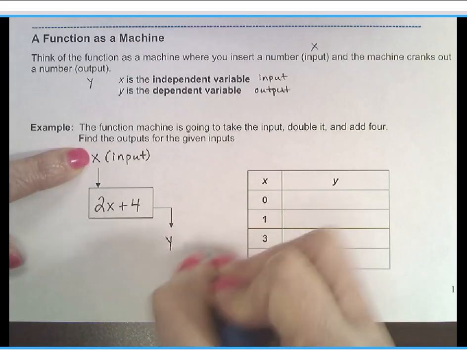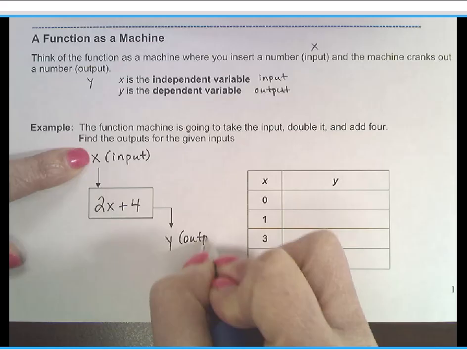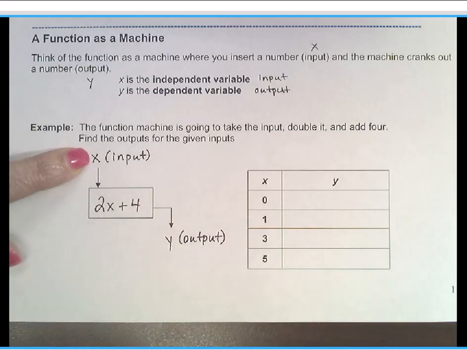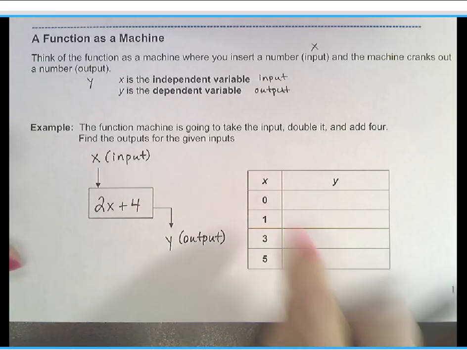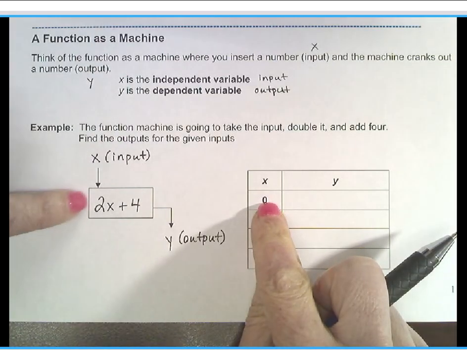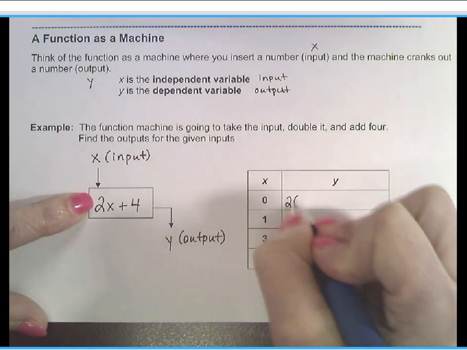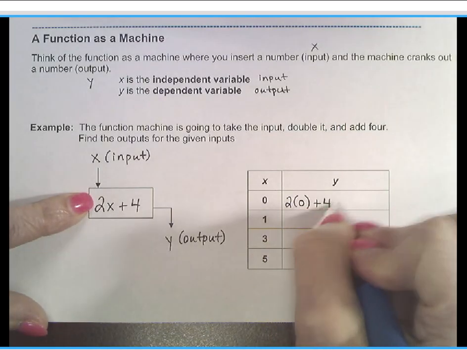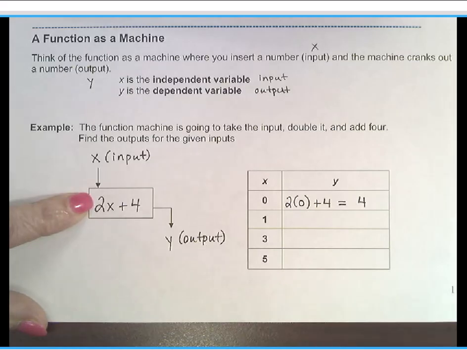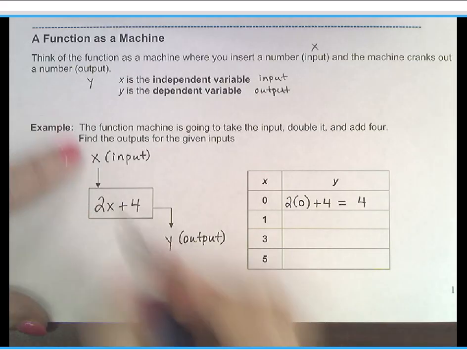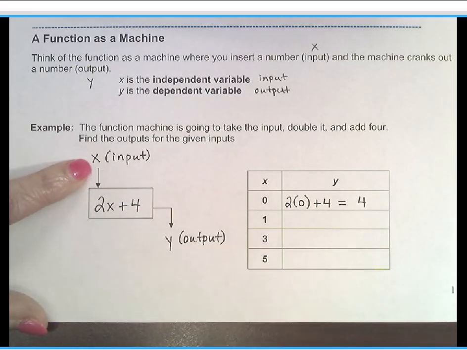It's going to spit out a number that goes along with the number that you put in. So if we drop a 0 into this machine, then the machine is going to put the 0 in here. It's going to double it and then add 4. And it's going to give an output of 4. So when you put in 0, the machine spits out 4.